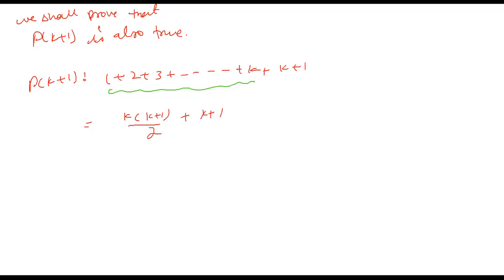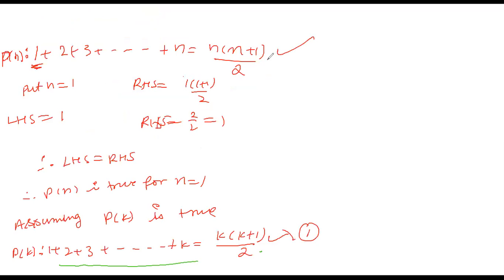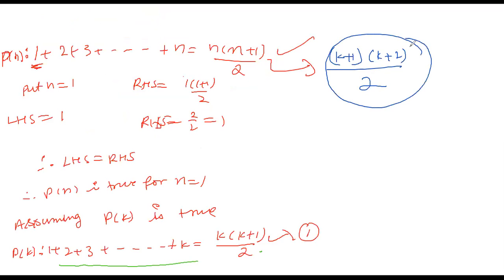We know the answer we should get. See here, I have n into n plus 1 by 2. If I substitute k plus 1 in the place of n in this equation, your answer should be k plus 1 into k plus 1 plus 1 by 2, that is k plus 1 into k plus 2 by 2. That is the answer you should get, and I have to stop there. So I know what the answer should be for k plus 1 also. I'm taking the LHS till this answer comes. This is the method for P of k plus 1.